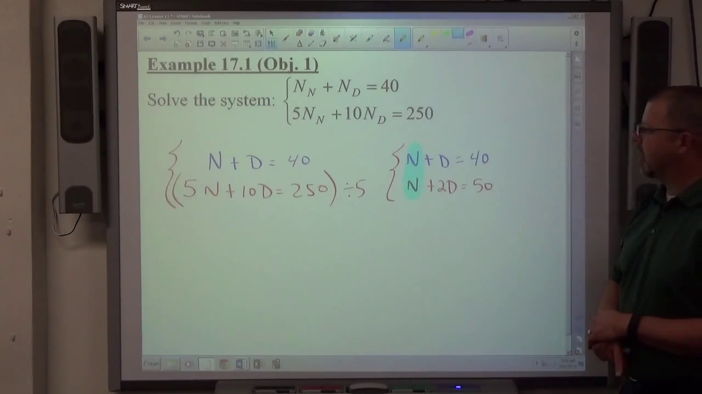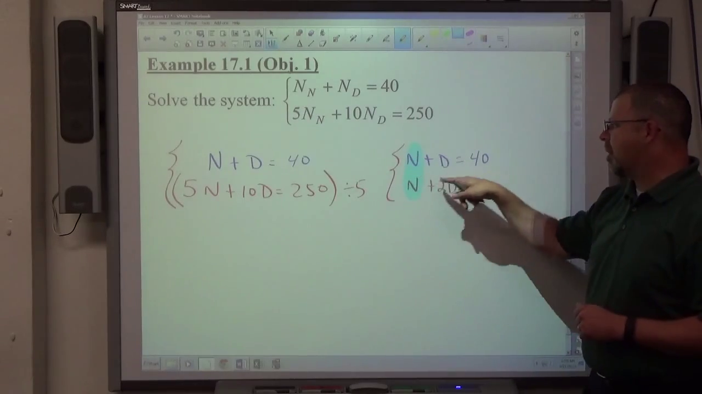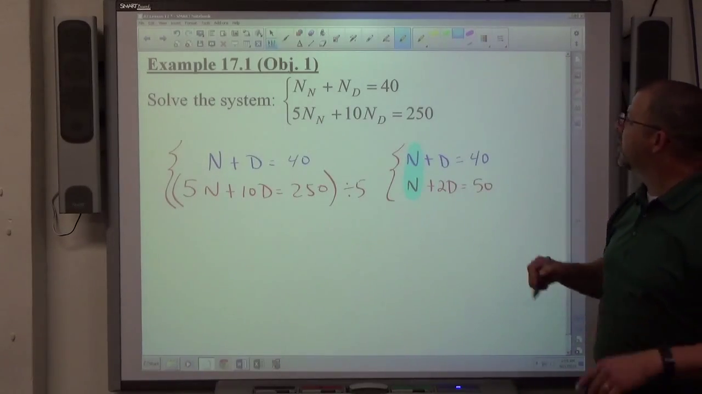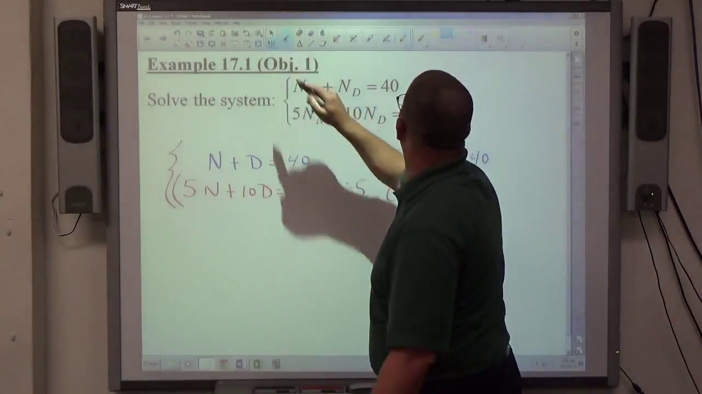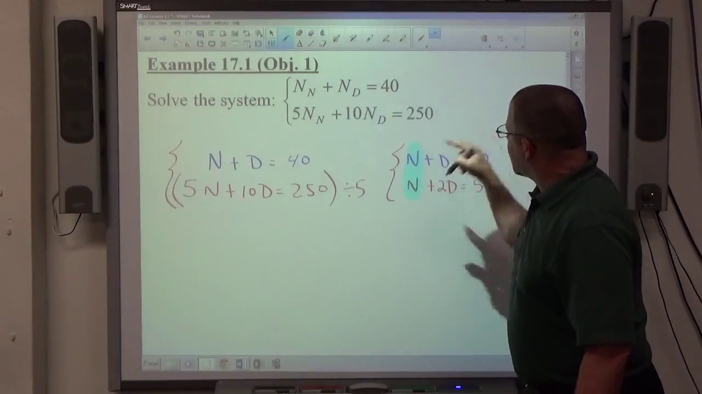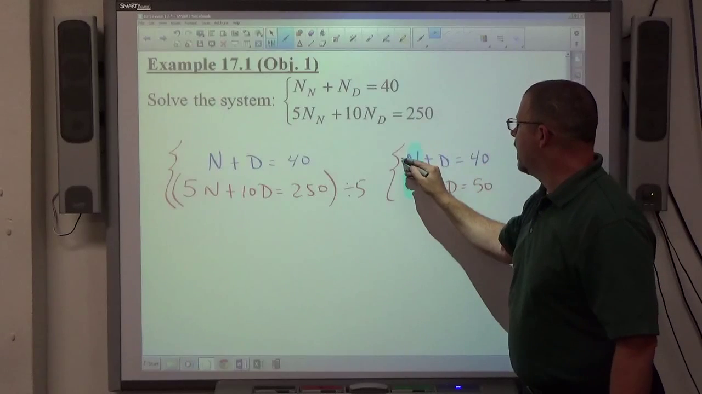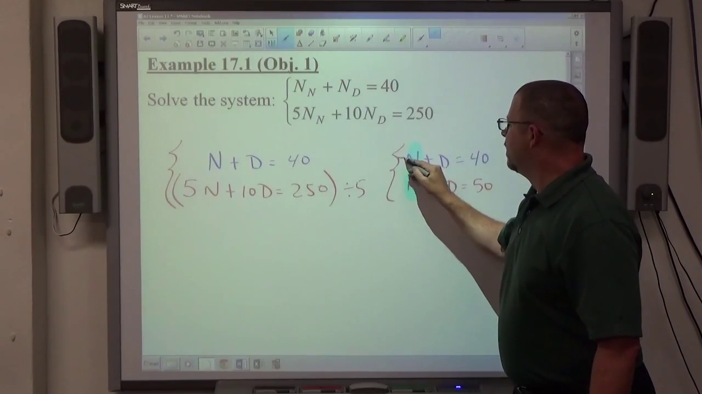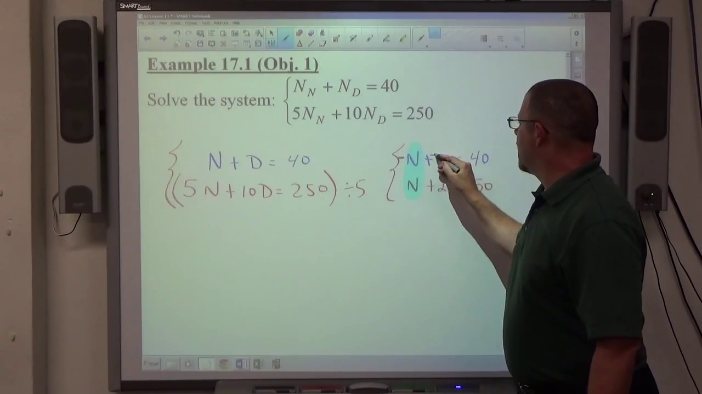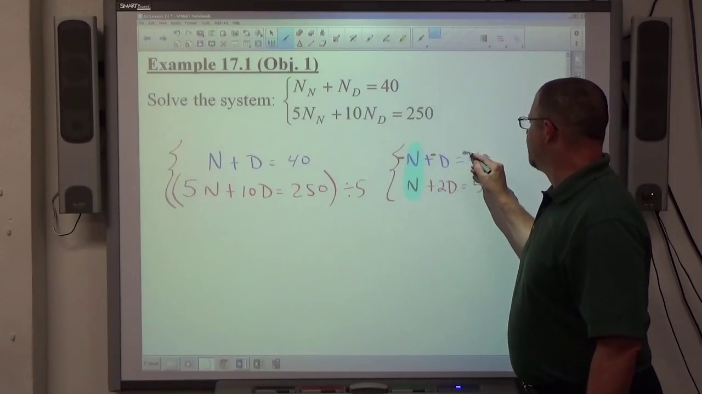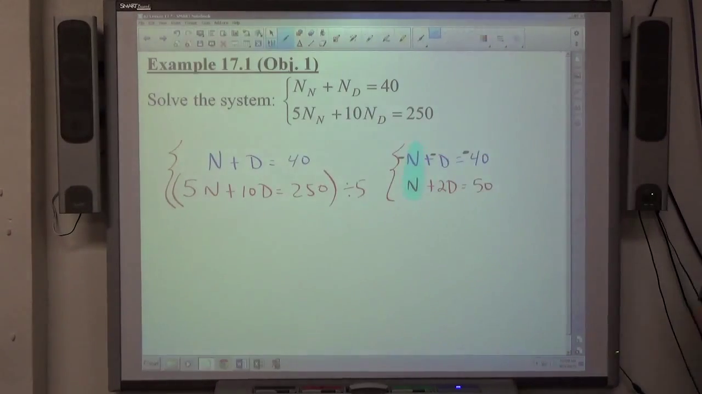All I have to do to make elimination work here is change the signs in either the top or the bottom. It doesn't matter which one. Which one do you guys want to change the signs? Top. Okay, change the signs in the top. So the top equation started off as positive n, positive d, positive 40. I want n to be negative. The consequence is d becomes negative and 40 becomes negative. Make everything become negative. Change everything's sign.